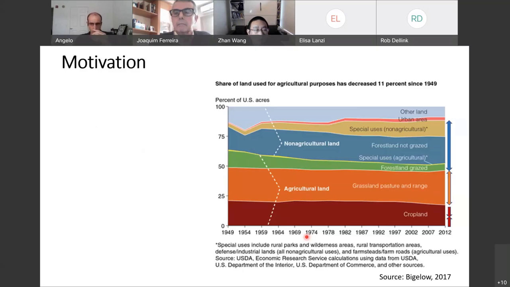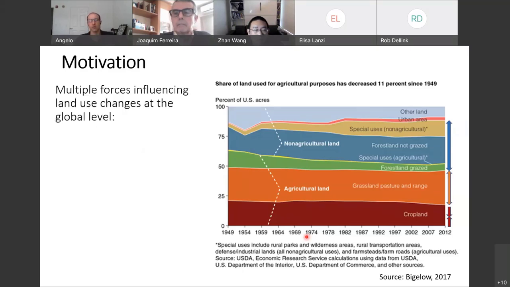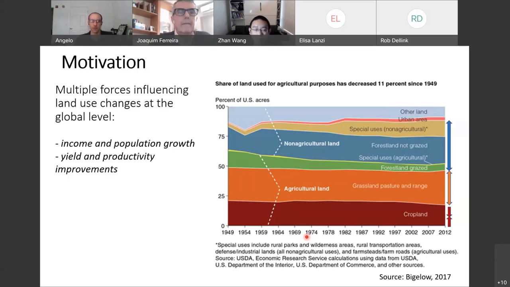So what we want to understand is if those trends are going to intensify in the future or if they are going to decrease in the future under different assumptions about global stressors or global forces, like income and population growth, change in yields, climate change, change in trade, change in diets toward more or less meat, and so on.